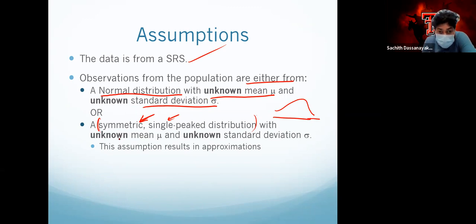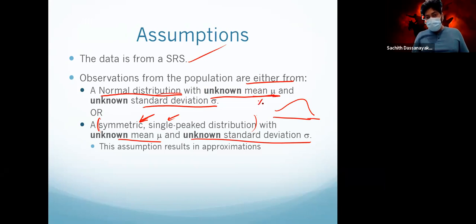With unknown mean and unknown standard deviation, we have to use approximation. Clear? What happens if our population is normally distributed? Then we can assume the sample is normally distributed. Unknown mean doesn't matter, we use x bar, the sample mean. And if we don't know the standard deviation, we use S. So it doesn't matter in this case, right?